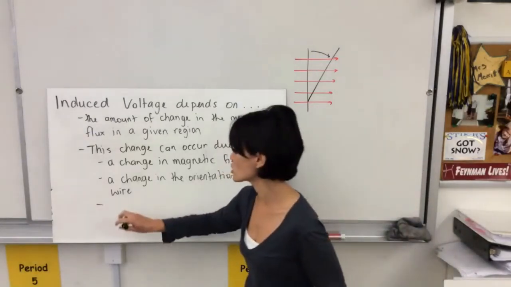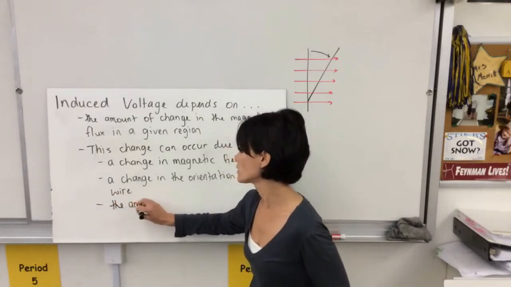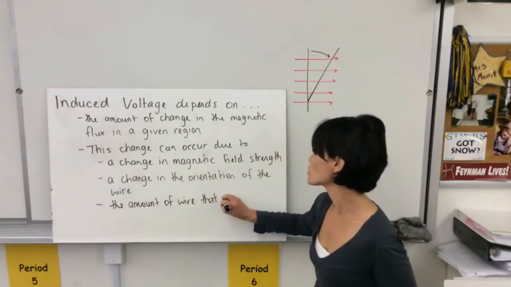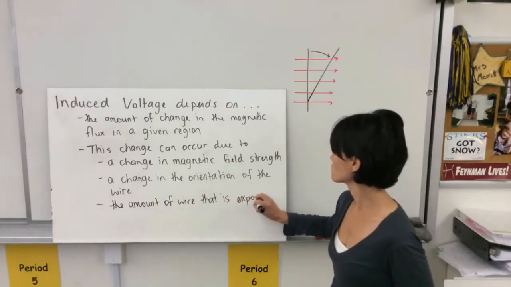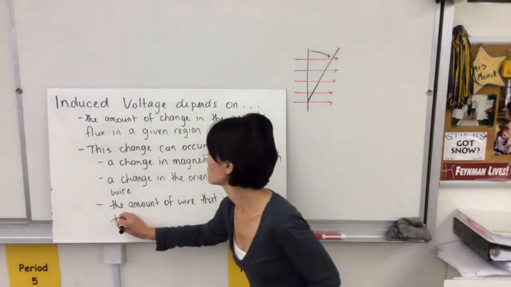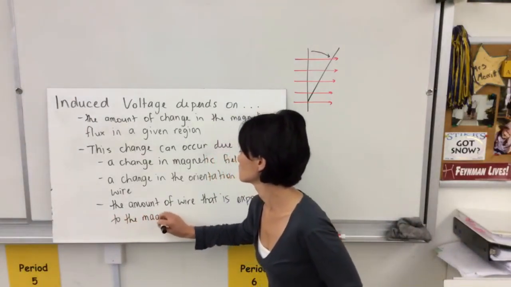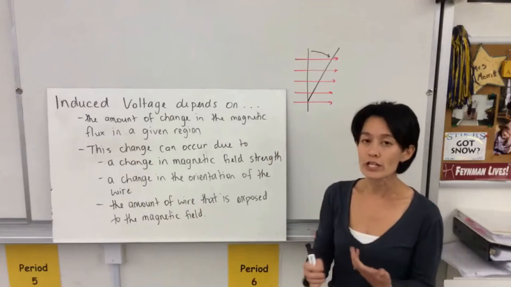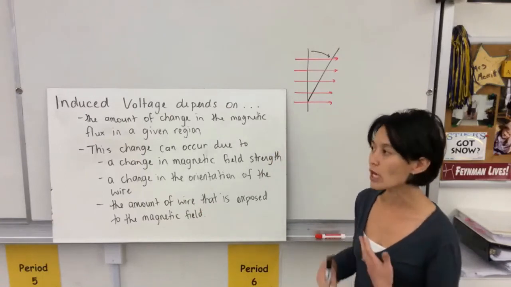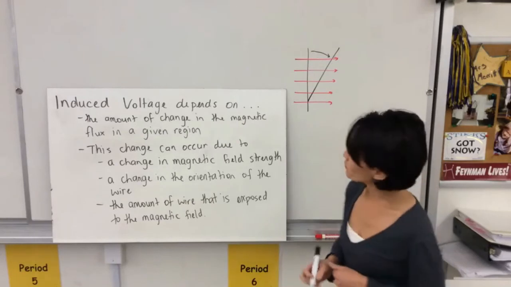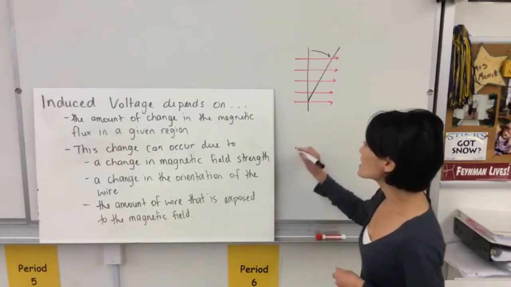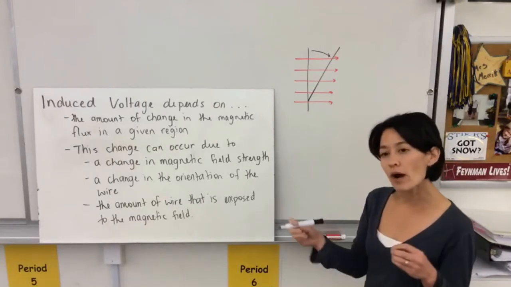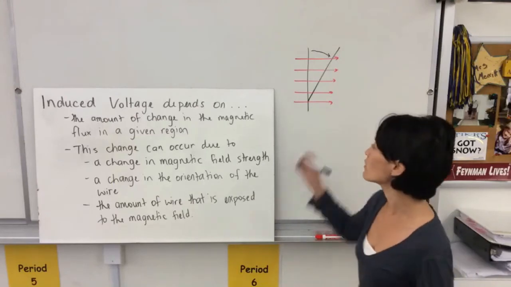And the other thing that can cause this change is the amount of wire that is exposed to the magnetic field. So again, if I change that amount of wire that's being exposed to the magnetic field, I can induce a voltage. And primarily, we see these effects with loops of wire. If we have a single wire, we see a little bit of the effects, but it's more noticeable when we have a loop of wire.